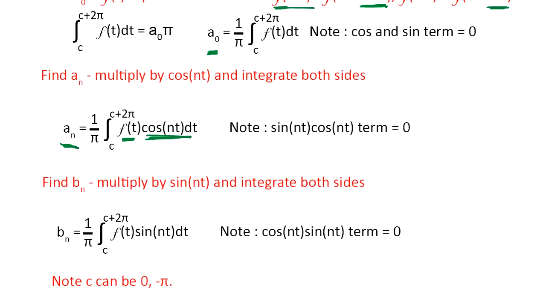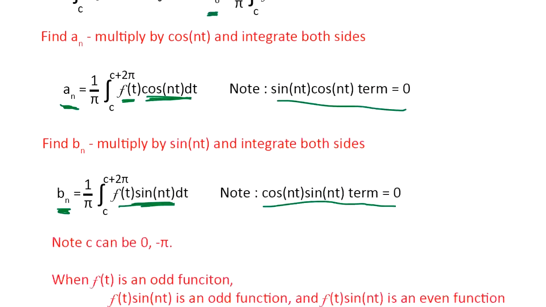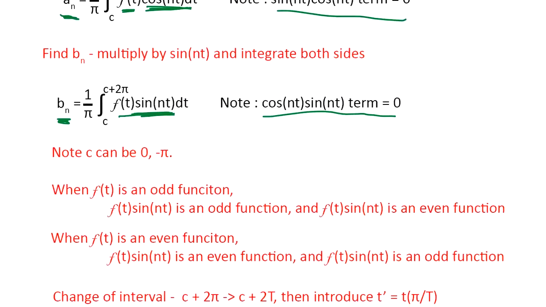How about coefficient bn? Same thing. If you multiply sine nt on both sides and take an integral, then all the remaining terms disappear as 0, and only this term is left. That's going to be the coefficient bn. Here those mixed terms all disappear. So c can be any value from 0 to minus pi. Can be 0 or minus pi.